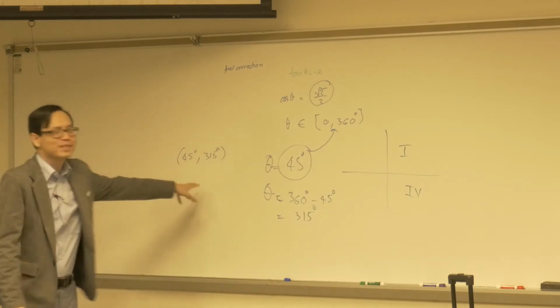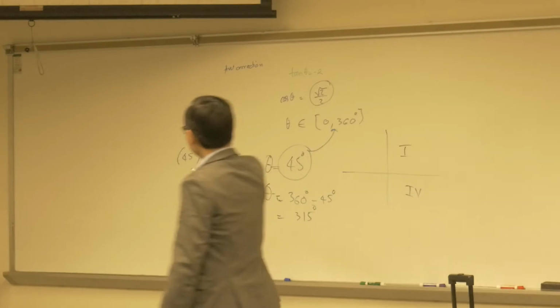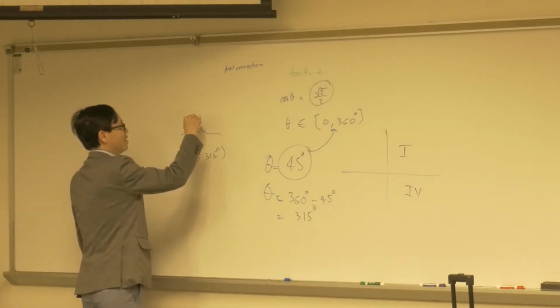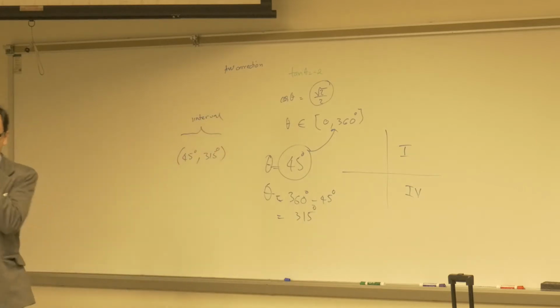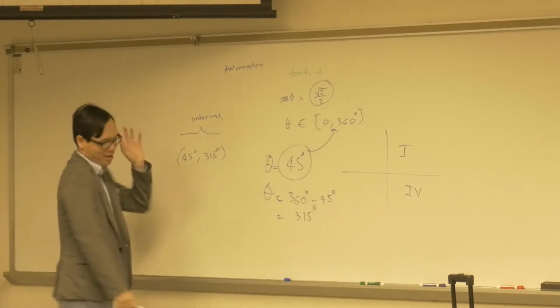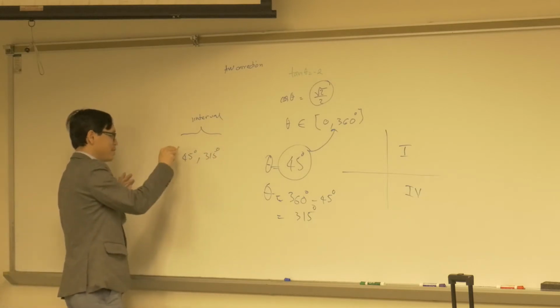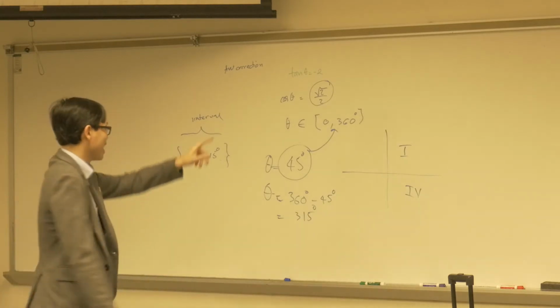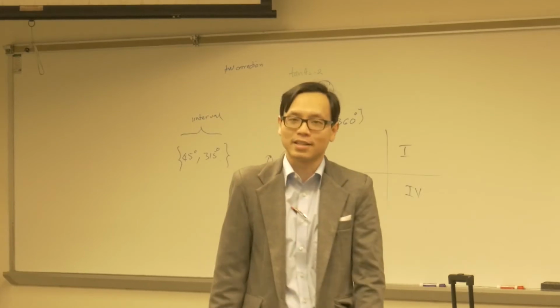This is not right at all. This is a whole interval. This is a whole interval. This is not right. Okay? If you want to put it in the bracket, you cannot use this. You have to use this, because there are only two values that make cosine theta equal to square root of 2 over 2 between 0 and 360.